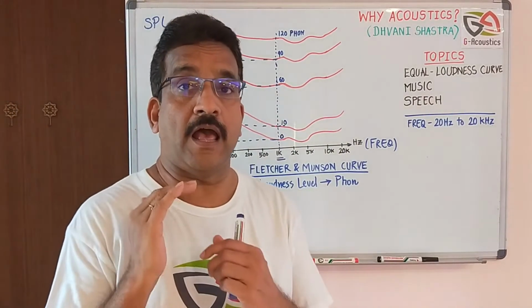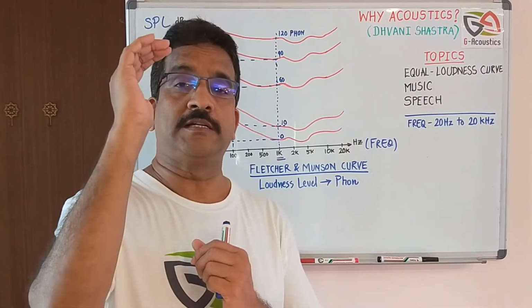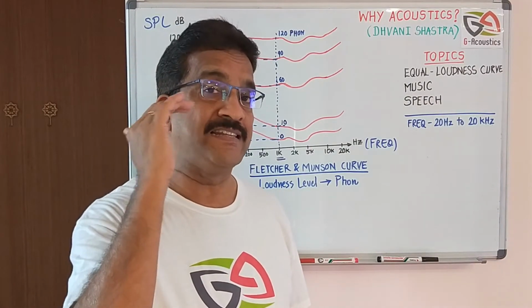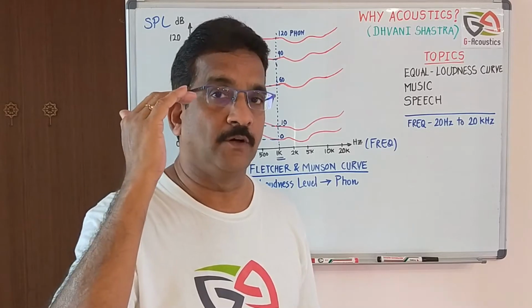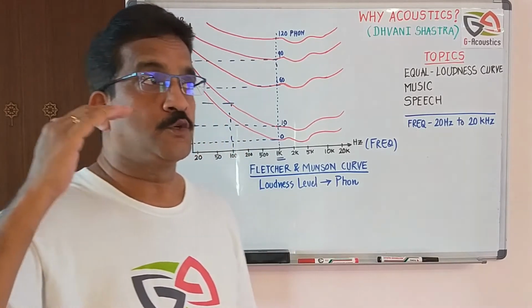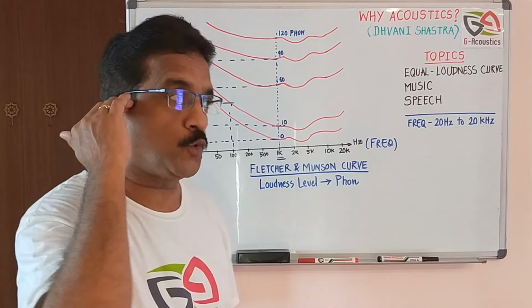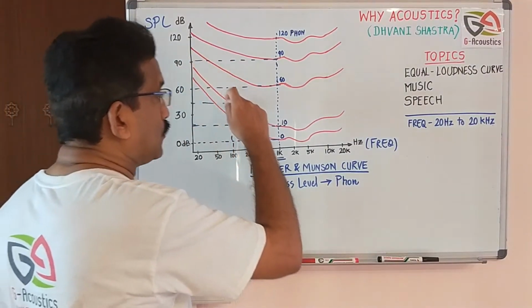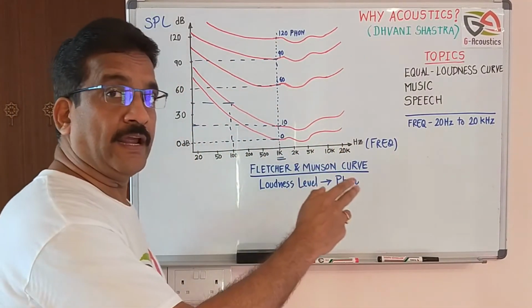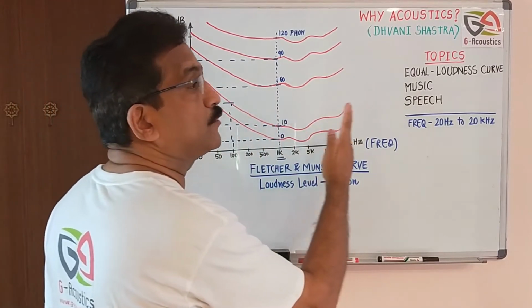That means a boost of 80 dB is required so that you can listen at the same level. That is called equal loudness. So for the human ear to listen at an equal loudness curve, it actually varies from frequency to frequency.